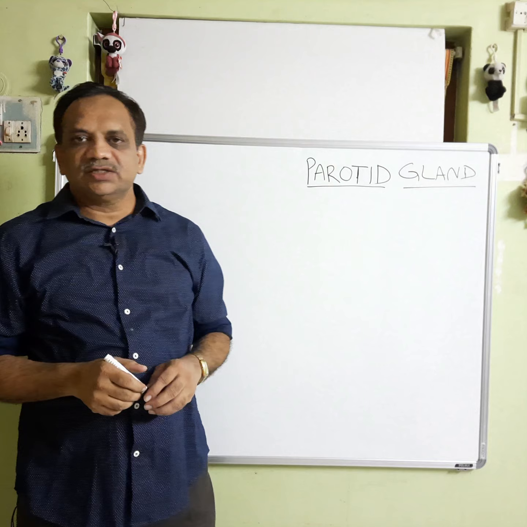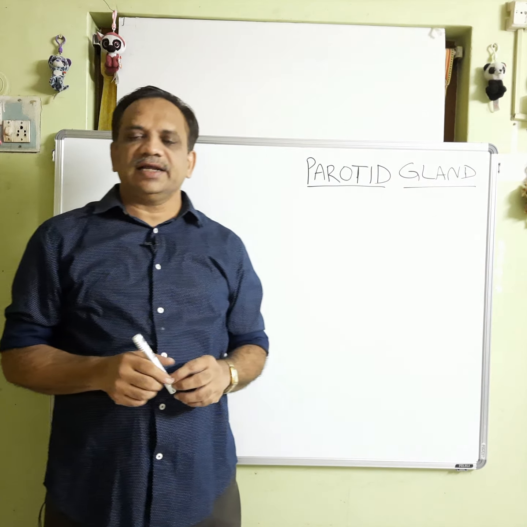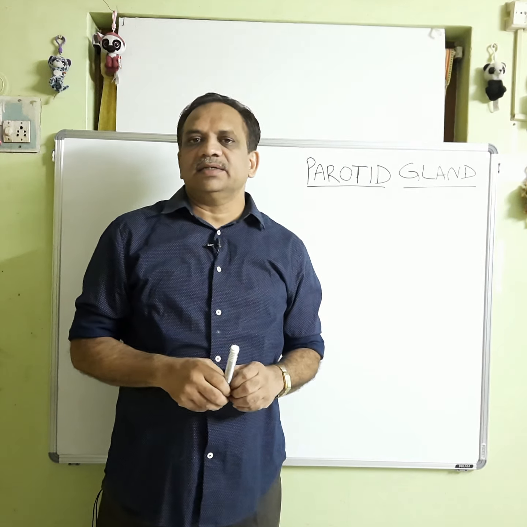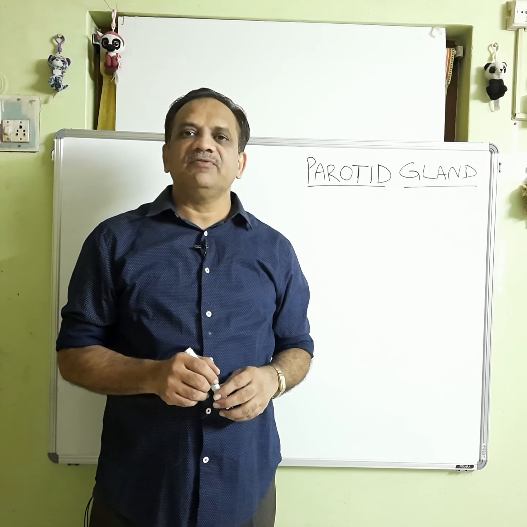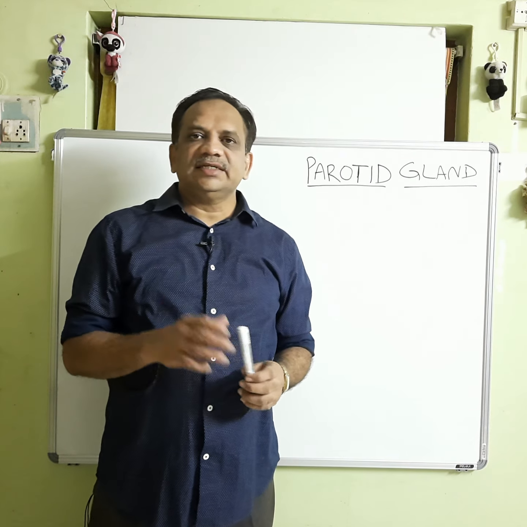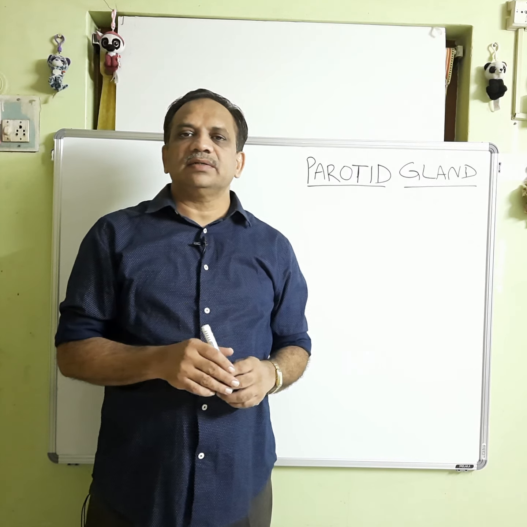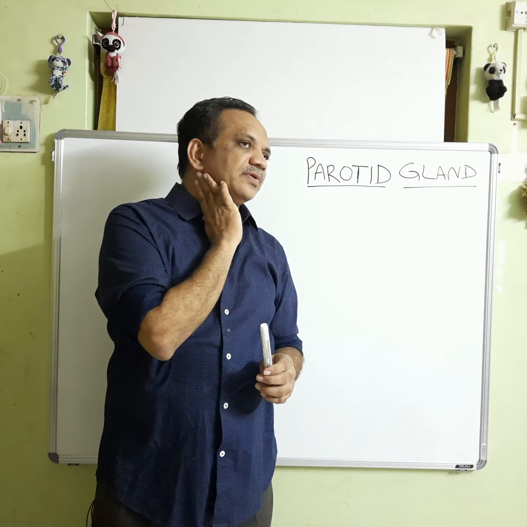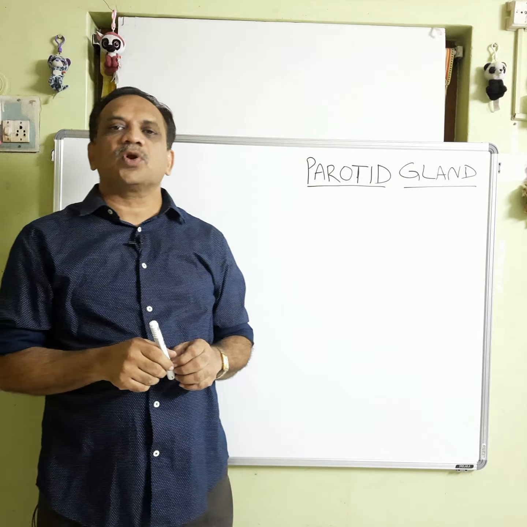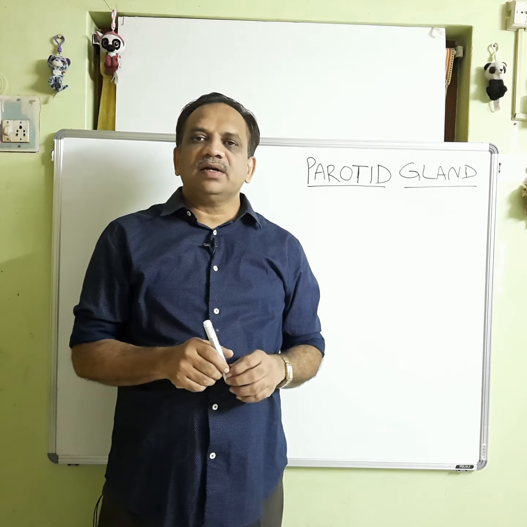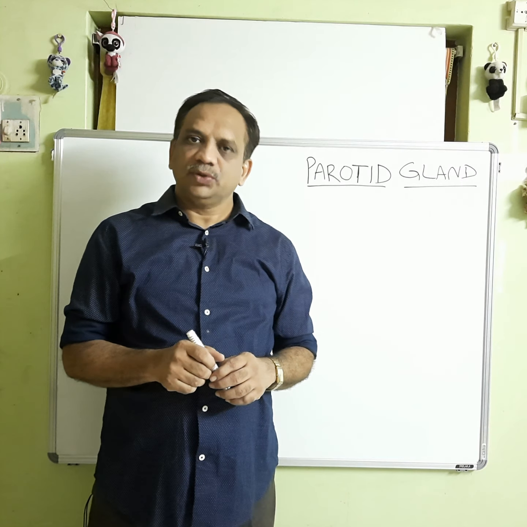The parotid gland is located in the digastric triangle. It is a serous gland and it is about 25 grams in weight. As it is molded in the parotid bed or the space, it gives projections which are called processes. We will discuss all these things today.